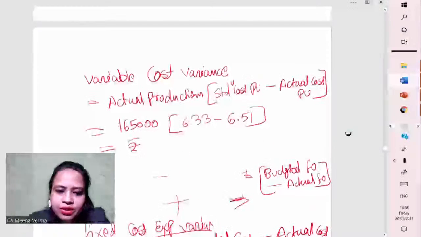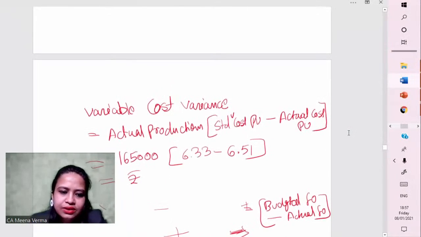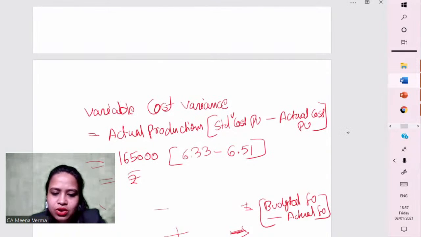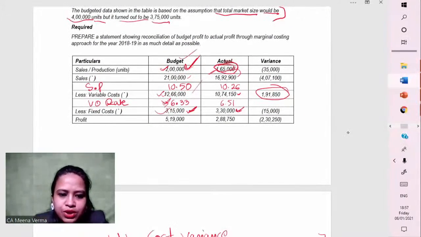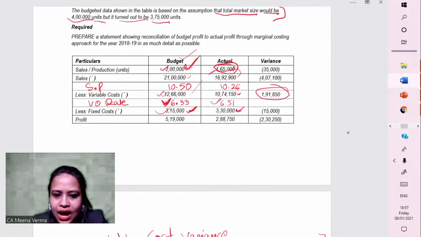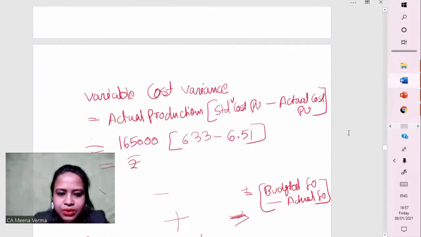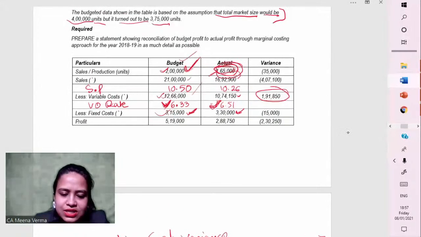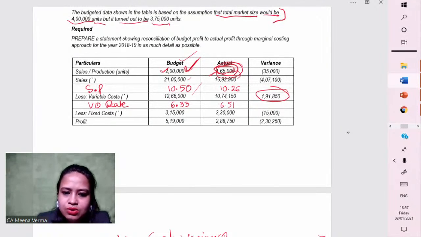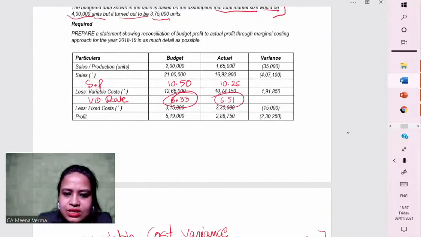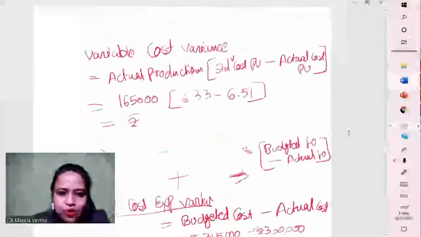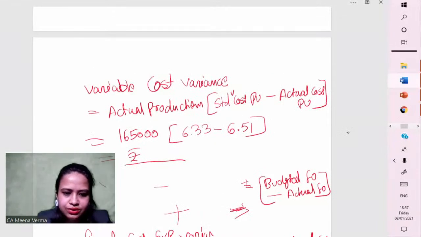See, I hope this variable cost variance is clear. It is actual production into standard variable cost per unit minus actual cost per unit. What is the standard variable cost per unit? It is this. Actual variable cost per unit is this. Consider them into actual production. What is the actual production? 1,65,000 is the actual production. Consider this and this value. So this way you will get variable cost variance.